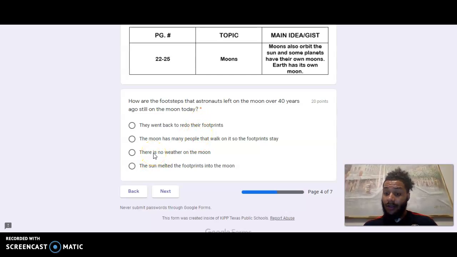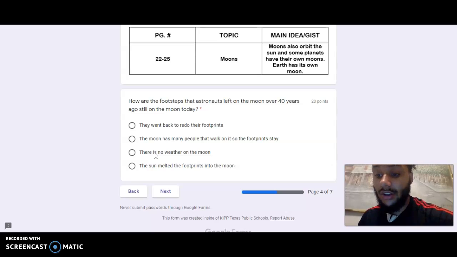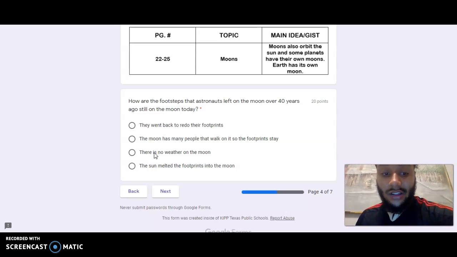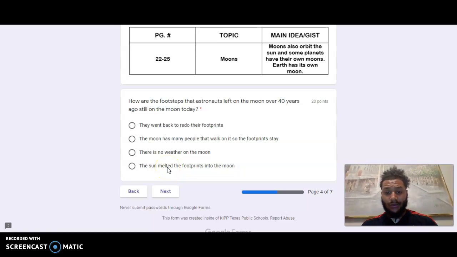There is no weather on the moon. I do remember reading that in the text. It told me there's no weather on the moon, there's no rain, there's no anything like that. So that might be why. Or the sun melted the footprints into the moon. Well, it doesn't tell me that anywhere in the text.